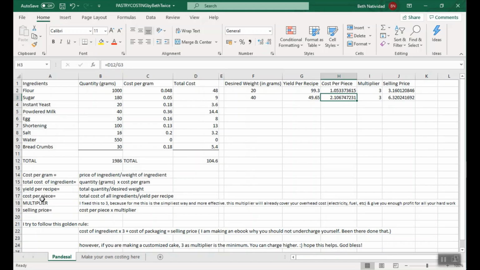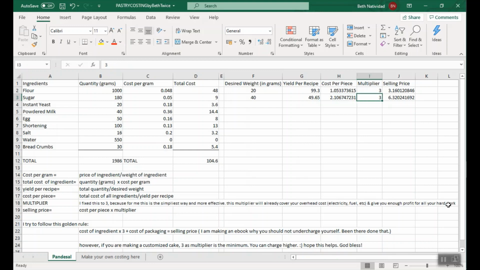So, ito na yung cost per piece is total cost of all ingredients, 104, divided by, so, D12 ulit tayo, D12, divided by G3, which is 40, which is 49.65. So, ito yung cost. Ibig sabihin, ang cost per piece niya, pag 40 grams, ang gagawin mo per pandesal is 2 pesos and 10 cents plus.